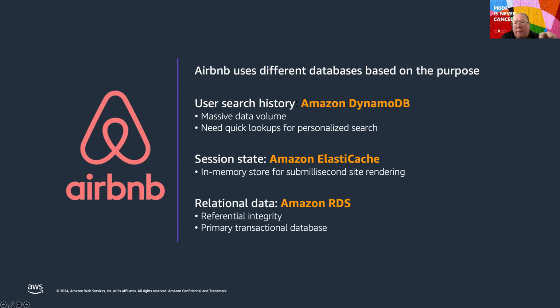And they do have a primary transactional database that is based on Amazon RDS. So that is our fully managed relational database service product. Let's say this is a very typical example of what you would need to understand: why something is chosen and why something is not chosen as a database product.